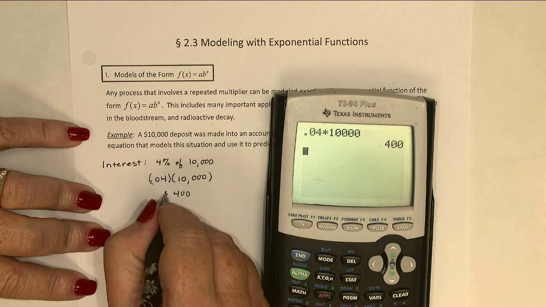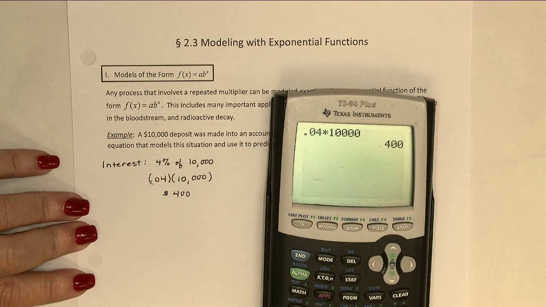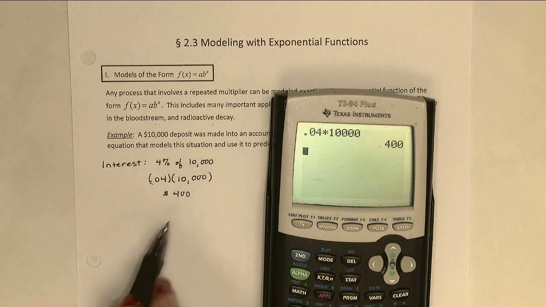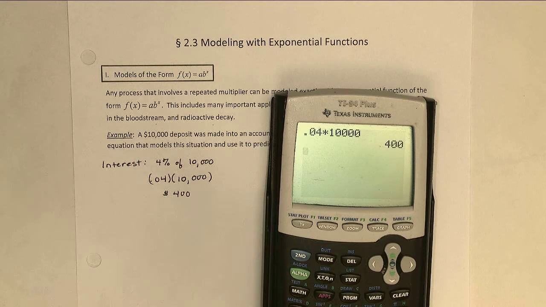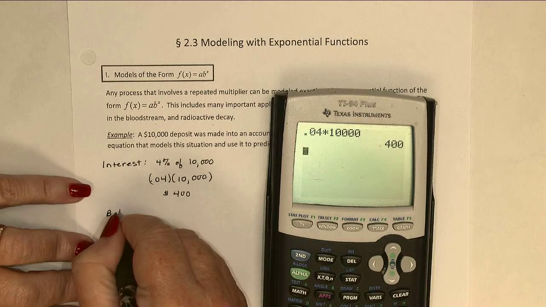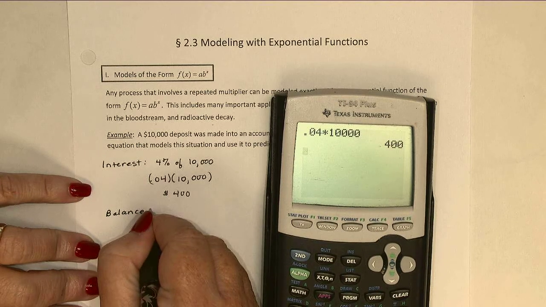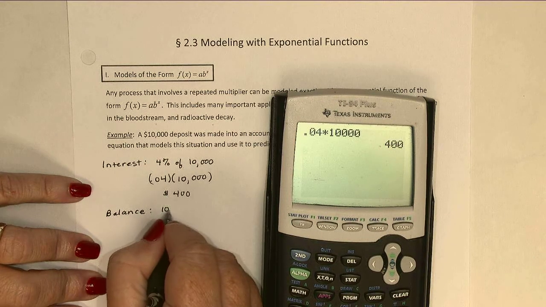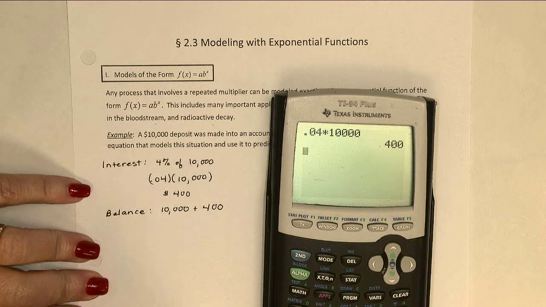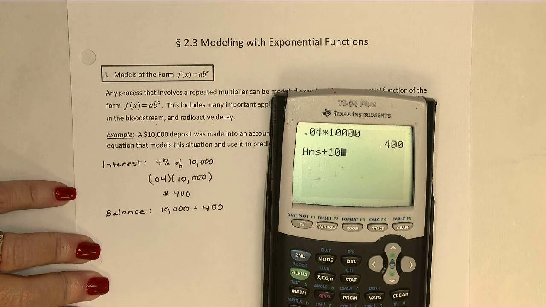Now, if we're going to want to figure out how much we actually end up with, we don't need to keep track of just the interest. We need to keep track of the total amount in the account. So the balance in the account is going to include what I started with, the $10,000, plus the $400 in interest, or $10,400.